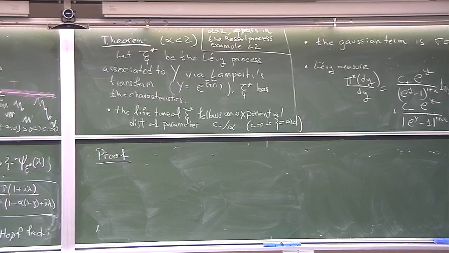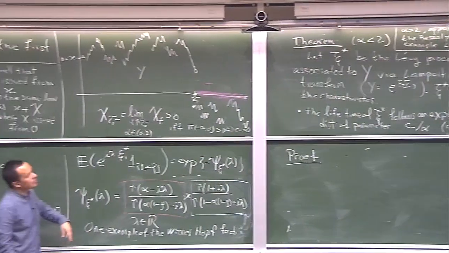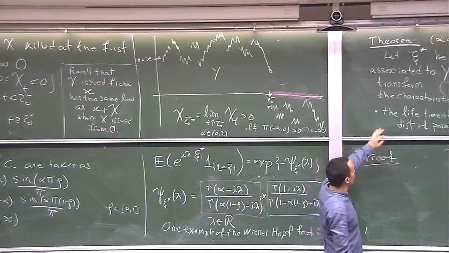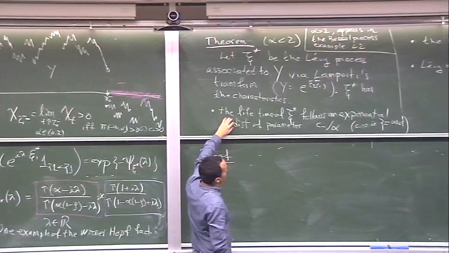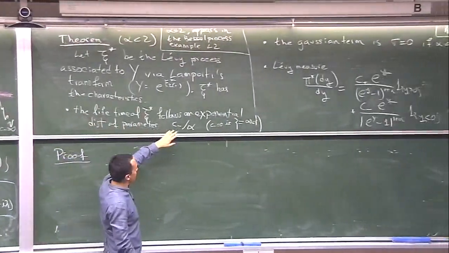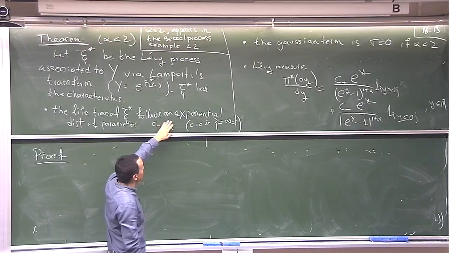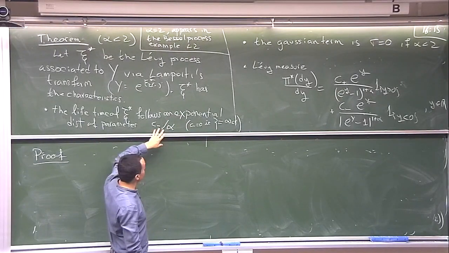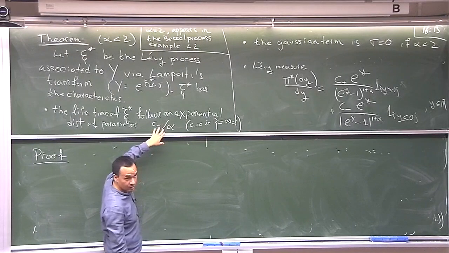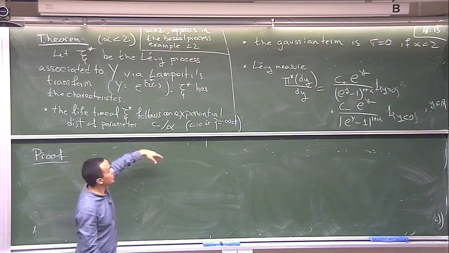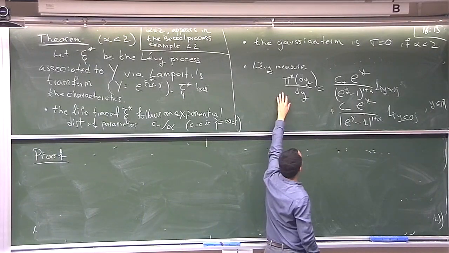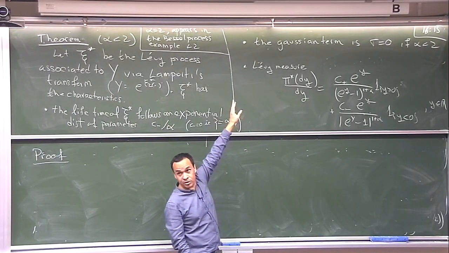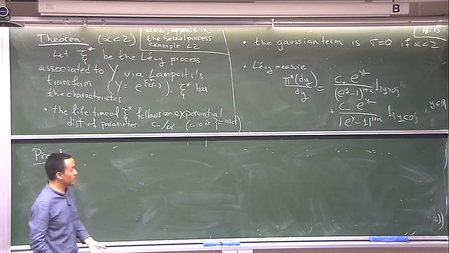Okay. So to prove this theorem, what I really need to do is to prove that the lifetime has a parameter, that it is exponential. We know it from the Lamperti transformation. Okay, we need to determine the parameter. So that is one of the things that we need to do, and then we need to check that the Lévy measure is of this form. I don't need to check that sigma is equal to zero because we know there is no continuous part in the process. Okay?